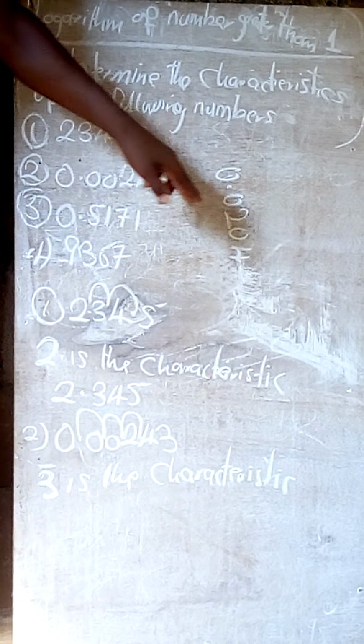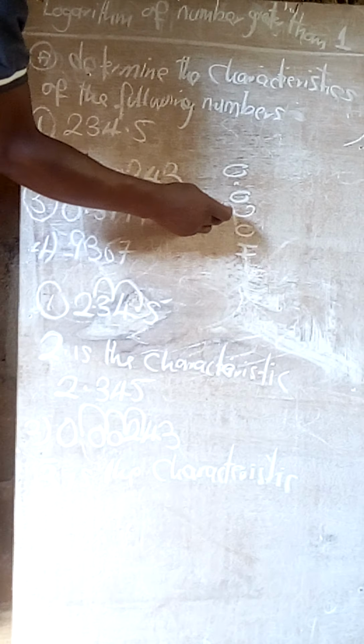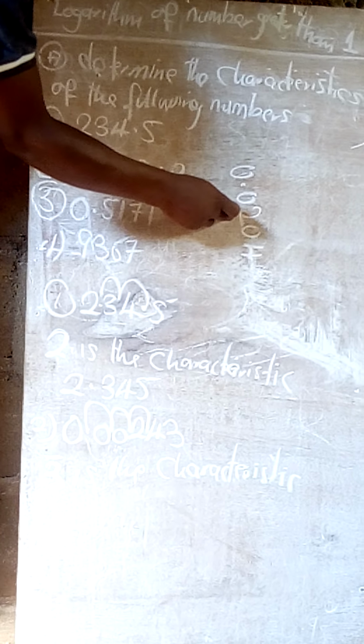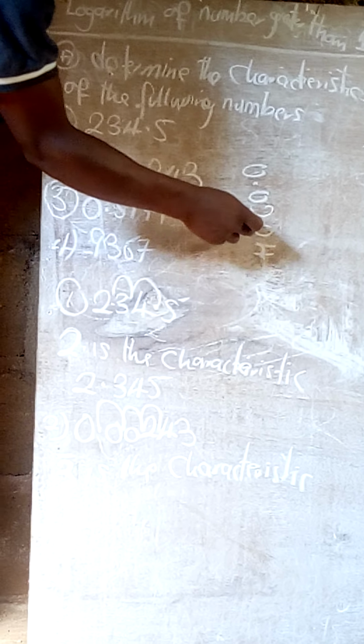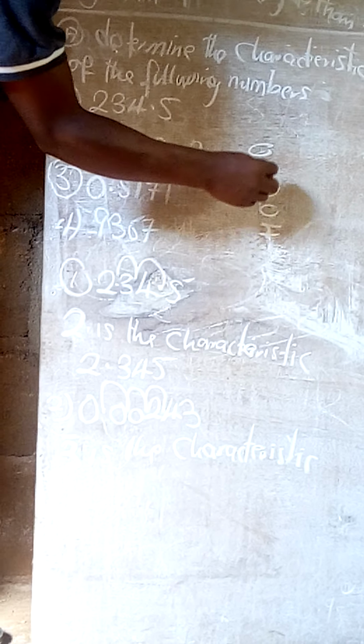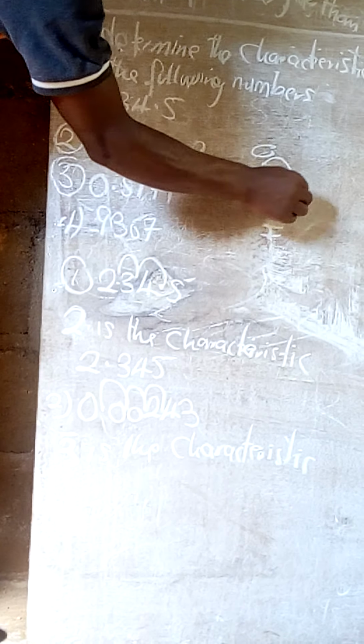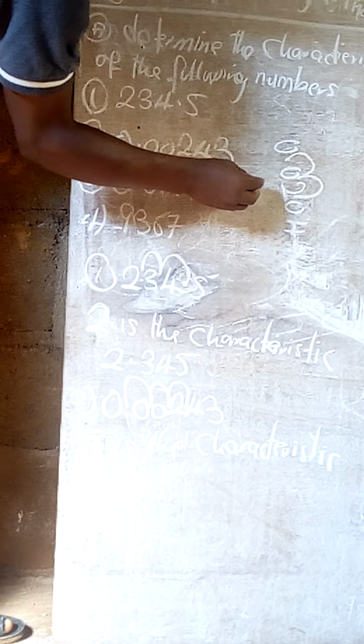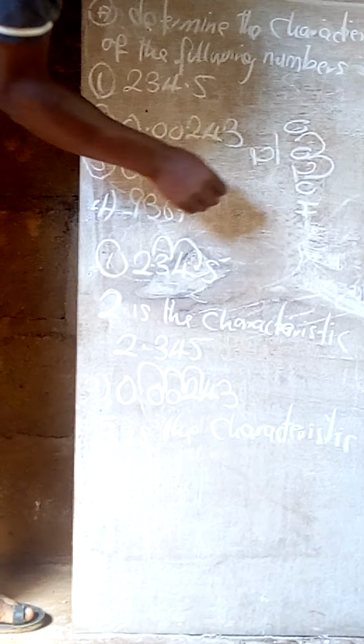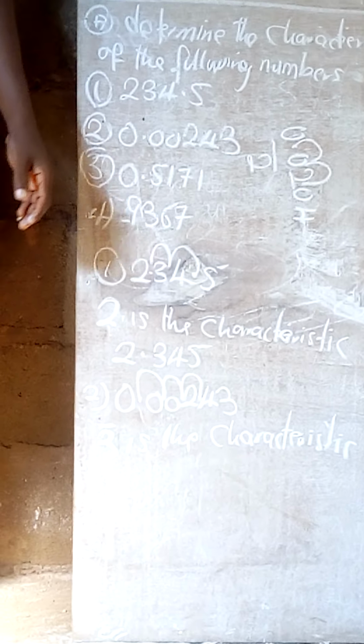Now if I'm to count, it must be between the two numbers. Right? This becomes a number and this number becomes a number also. I'll count: 1, 2. Therefore my characteristic here is now 2 bar. Do you understand?